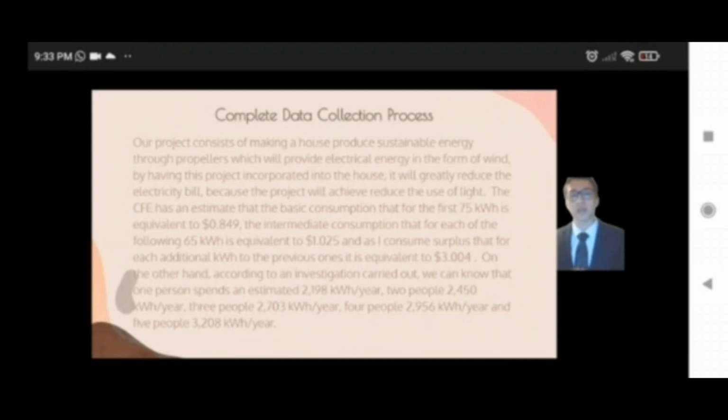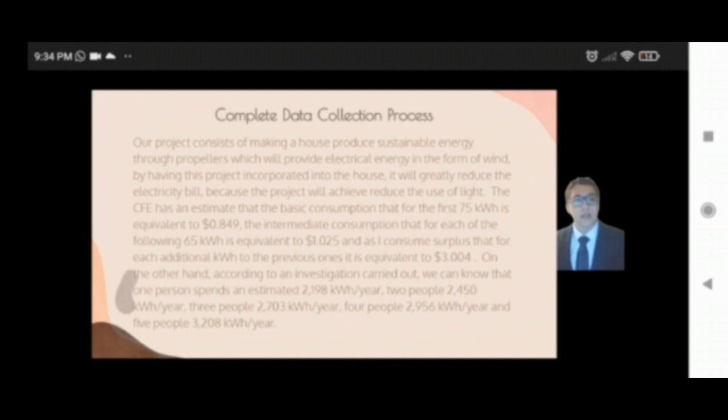Hello, my name is Roberto Landa Flores from Group 308, and I'm going to explain the complete data collection process. Our project consists of making a house produce sustainable energy through propellers which will provide electrical energy in the form of wind. By having this project incorporated into the house, it will greatly reduce the electricity bill because the project will achieve a reduction in the use of light.